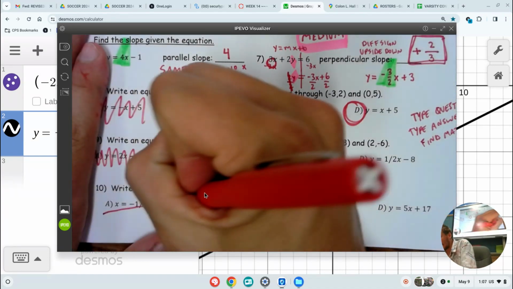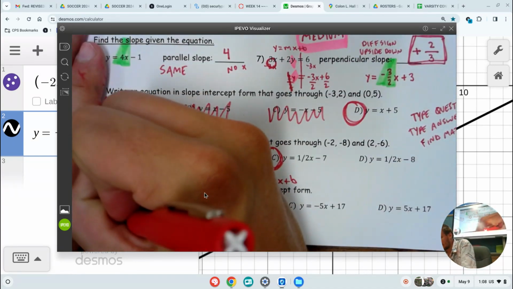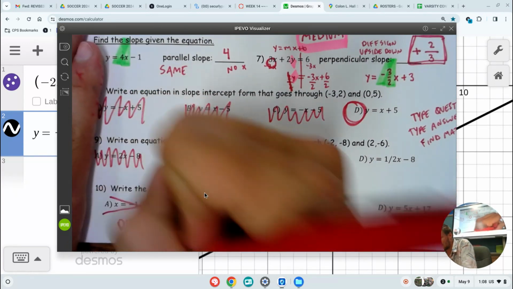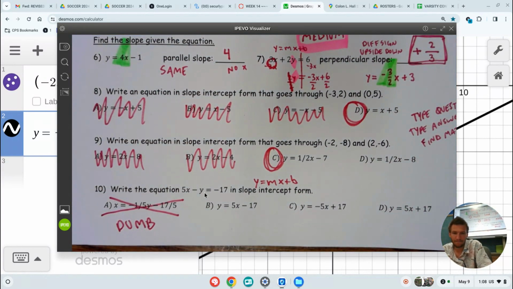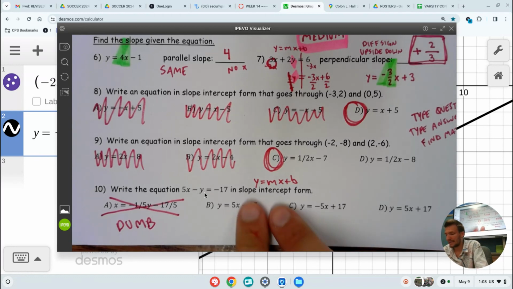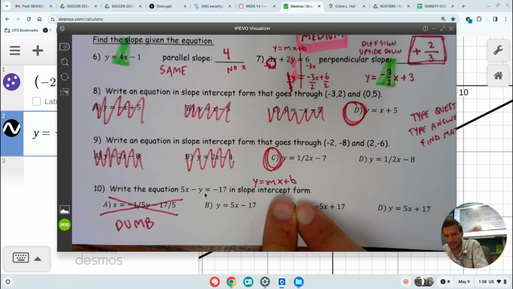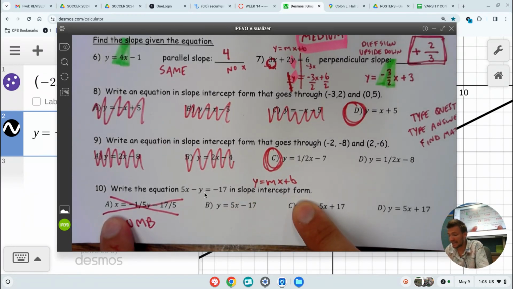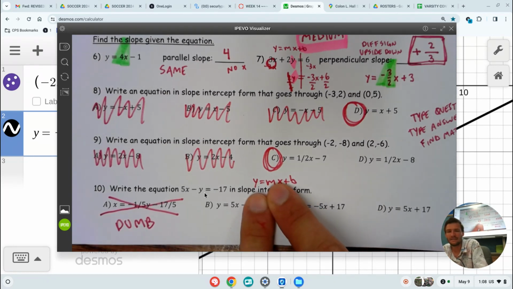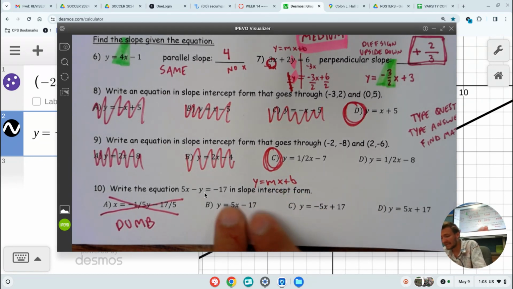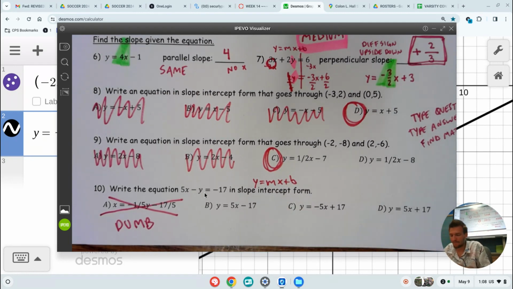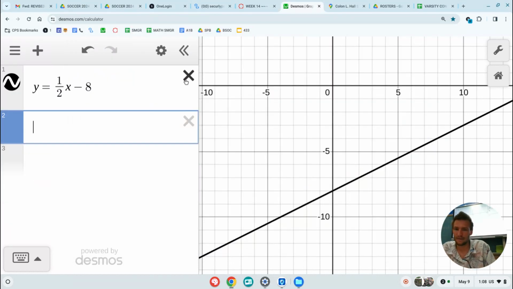But letter A is just a bad answer, okay? We know that we need slope-intercept form. And letter A is not even close. Letter A says x equals, and we need it to be y equals. Now B, C, D, they all are at least slope-intercept form. I'm not sure if they're right, but they at least could be right.